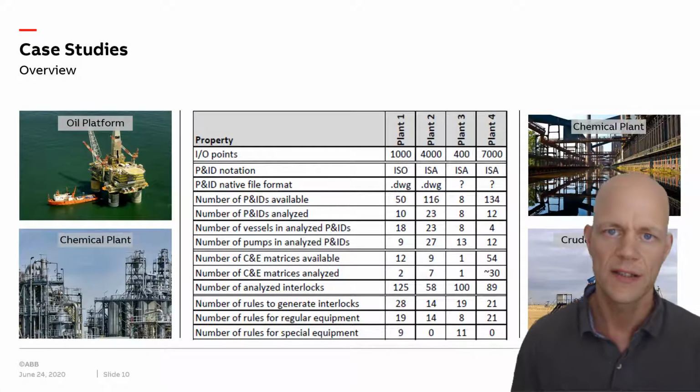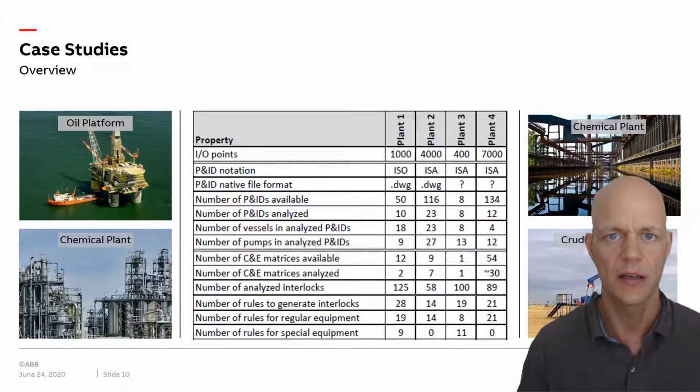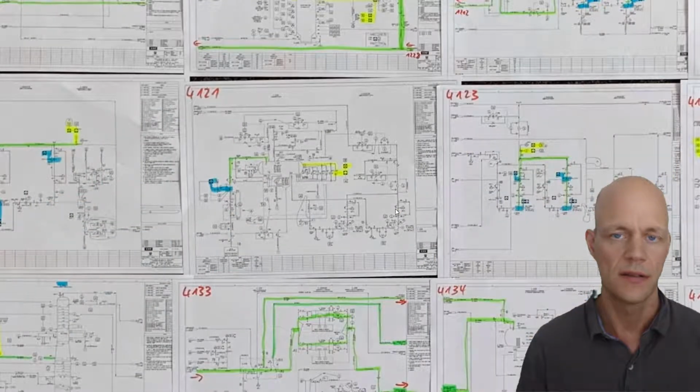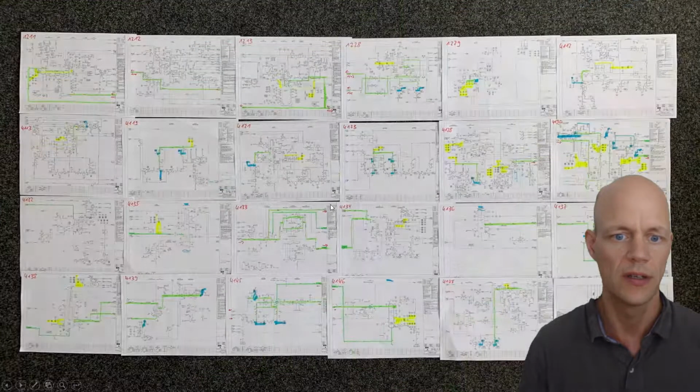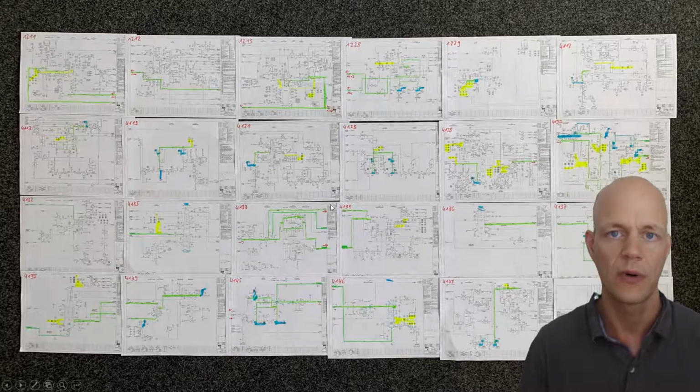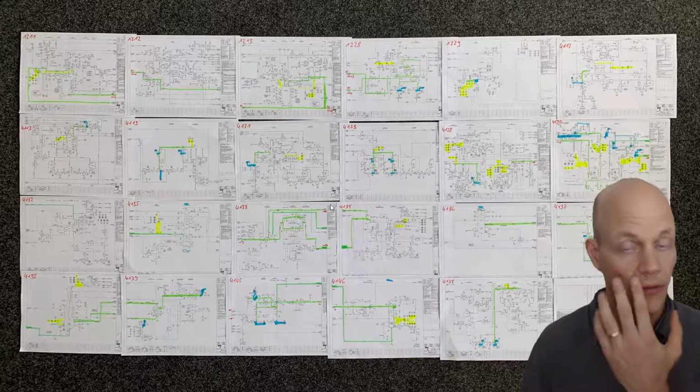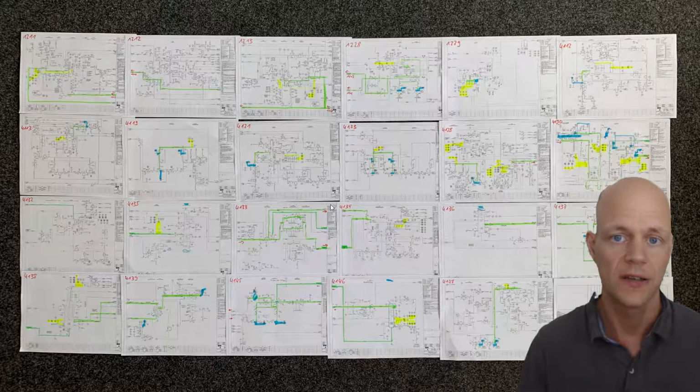We executed 4 case studies to validate the CAYENNE method, and they are described in detail in the paper. There are some statistics here in this table. All in all, we analyzed dozens of P&I diagrams from these plants. Here's a photo of one of those P&I diagrams, and here's a photo of a whole set of 23 P&I diagrams we analyzed from one of the case studies.